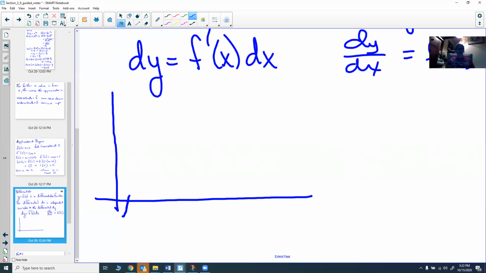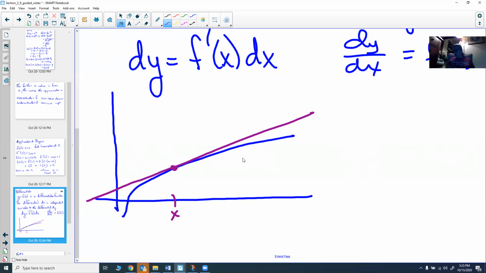So let's go ahead and draw a function. I'm going to draw it concave down. It could be concave up. Again, this doesn't matter. And I'm going to pick some point right here. I'm going to say that this is some point x. And I'm going to draw the tangent line to this point. So there's the tangent line to this point. And what I have with this is I can come over a certain distance. I'm going to call that distance delta x.